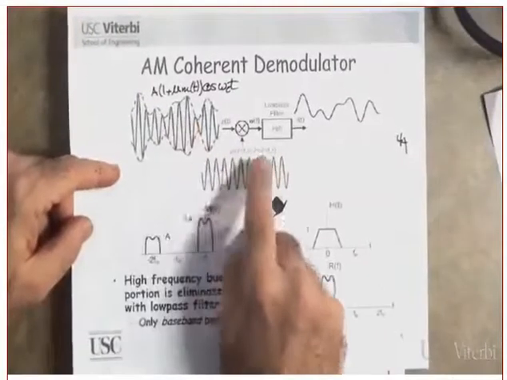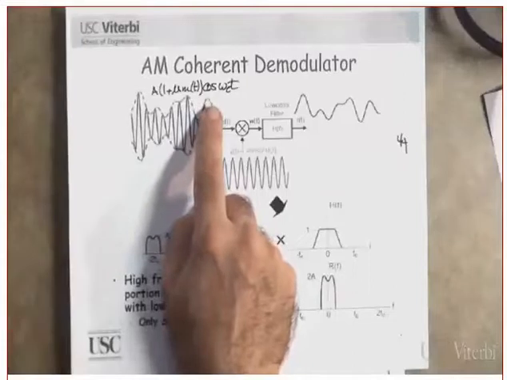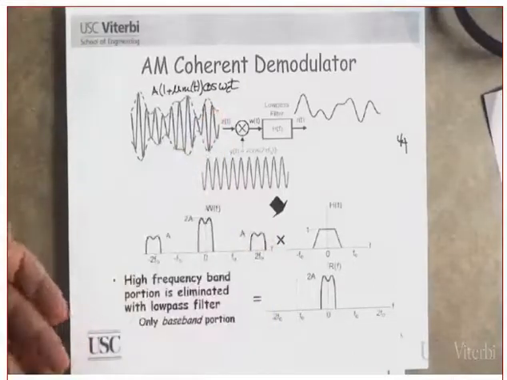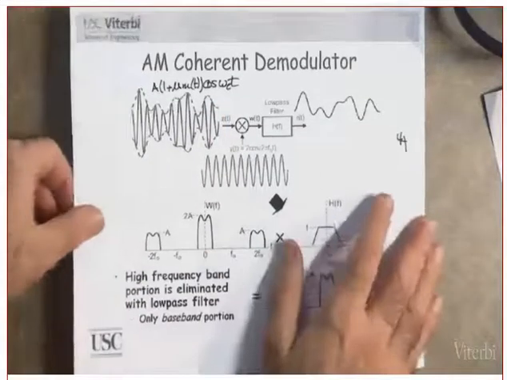Another cosine with exactly the same what? Frequency. So what do I get? Cosine square omega ct. Yes or no? And cosine square is what? Is 1/2 plus 1/2 cosine the angle. Clear? Clear? Okay, good.